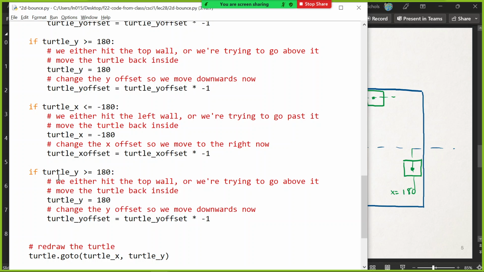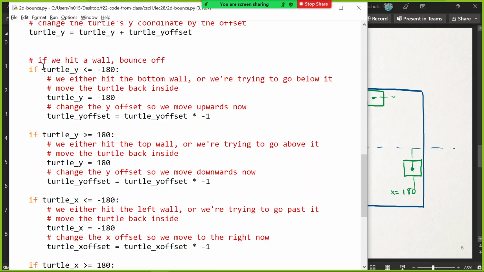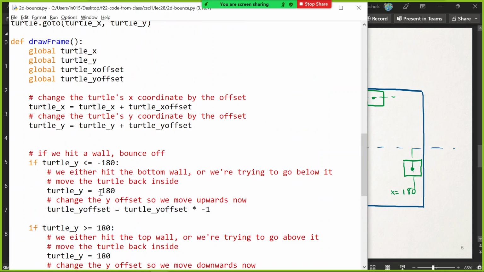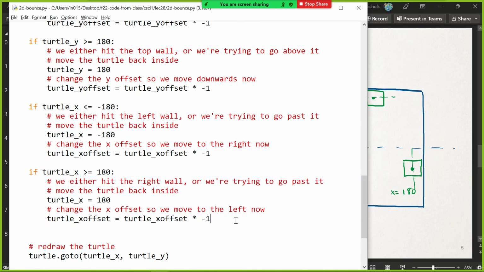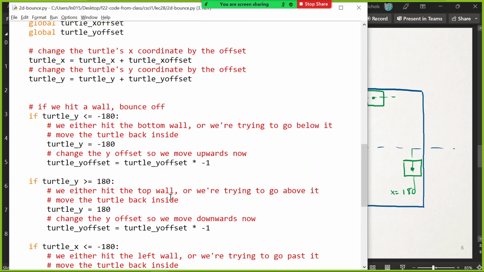Okay? That's the idea. Same for this one, turtle x. If it's greater than or equal to 180, we either hit the right wall or we're trying to go past it. Move the turtle back inside the wall. So the turtle's x becomes positive 180 again, and then change the x offset. If we were hitting the right wall, it means we're coming in to the right. We need to move to the left now. So the x offset needs to be its negated form. All right? So if you check all of these, either you hit the top wall, the bottom wall, the left wall, or the right wall, and if you change the offsets appropriately, the turtle will bounce.